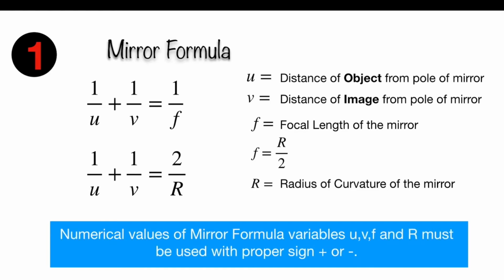The important thing here is that the numerical values of mirror formula variables like U, V, F and R must be used with proper sign, positive or negative. To know about the sign of these variables, we must understand the sign convention which is used to define the sign of these different parameters. To define the sign of these parameters, we use the Cartesian sign convention.